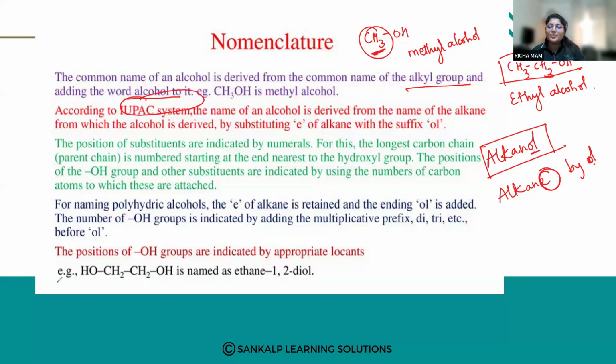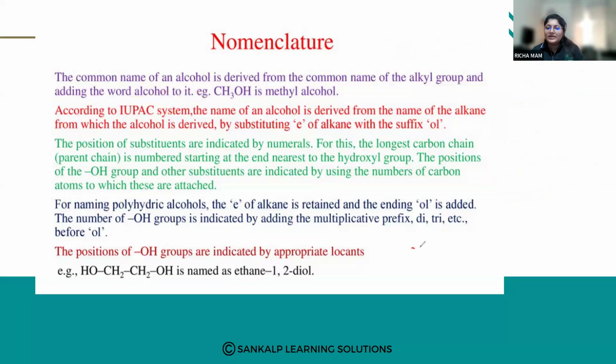Suppose I have this compound, CH3CH2CH2OH. What is the common name? 1, 2, 3 carbons means propane, but as an alkyl it is propyl, and then you have an OH group, so it is propyl alcohol. Now when I want to give the IUPAC name, how are you going to name it?